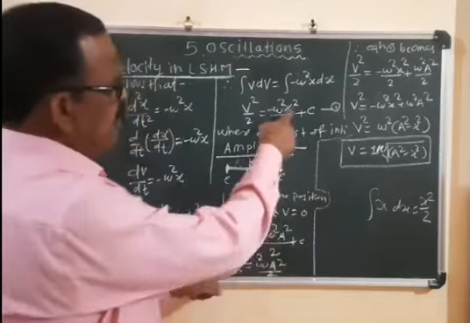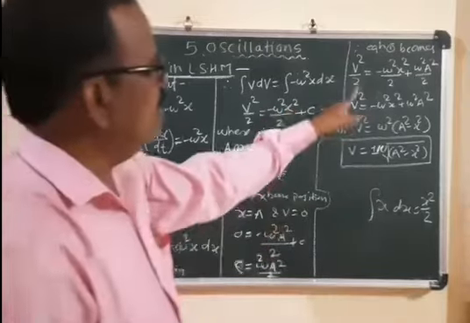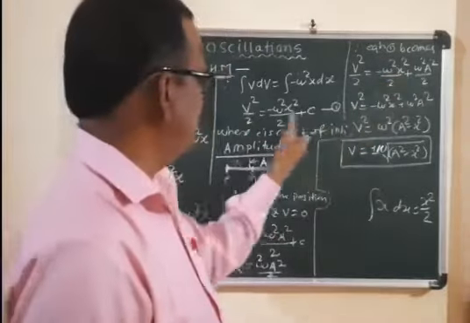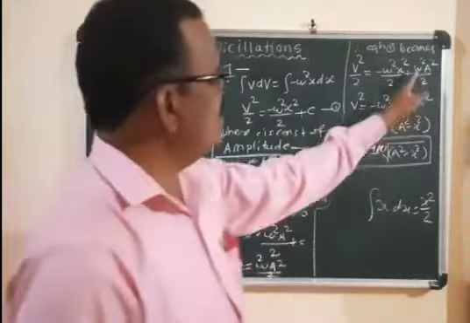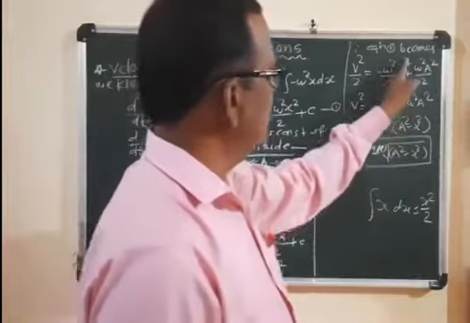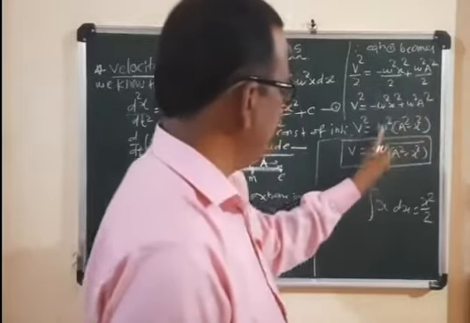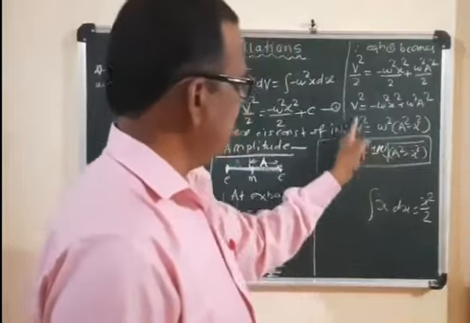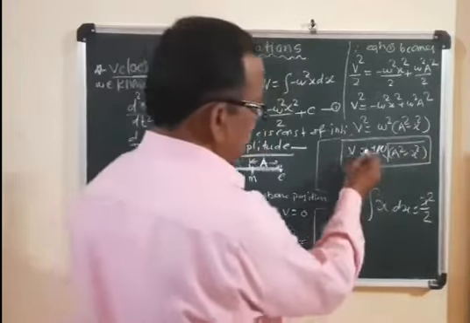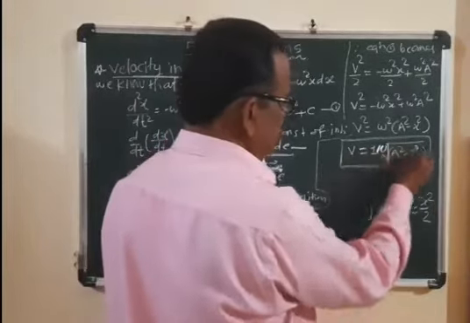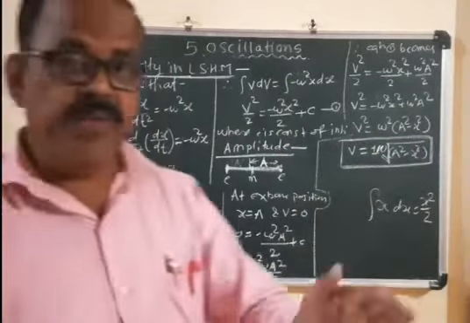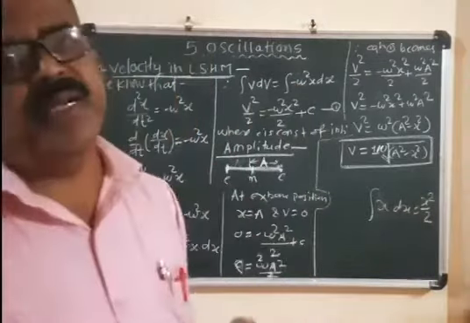Substitute this value in equation number 1. We can write v square divided by 2 minus omega square x square divided by 2 plus c, which means omega square a square divided by 2. Cancel, v square is equal to minus omega square x square plus omega square a square. Taking omega square common, v square is equal to omega square into a square minus x square. Therefore v is equal to plus minus omega times the square root of a square minus x square. With the help of this formula we can determine the velocity of particle in linear simple harmonic motion.